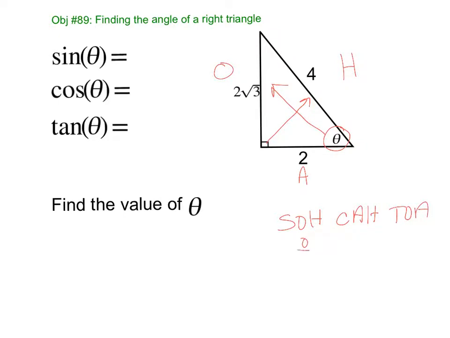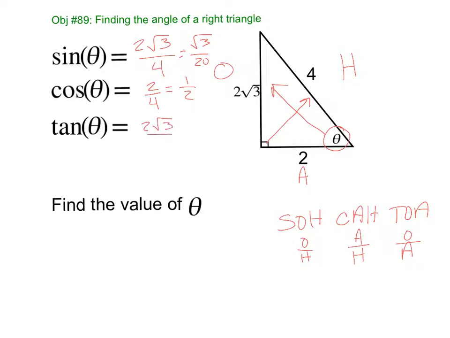So sine is O over H. Cosine is A over H. The first letter always comes first, or is always on top. So sine is 2 root 3 over 4. Cosine is 2 over 4, which is 1/2. Oh, and actually this one we can do root 3 over 2. And tangent is opposite over adjacent, 2 root 3 over 2.